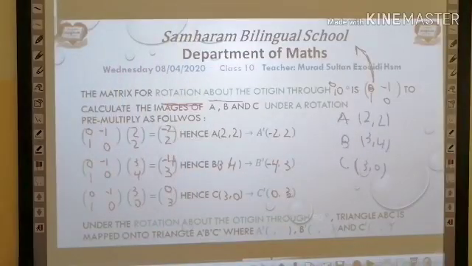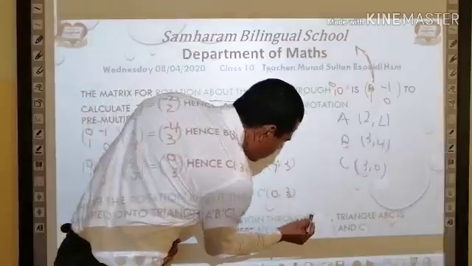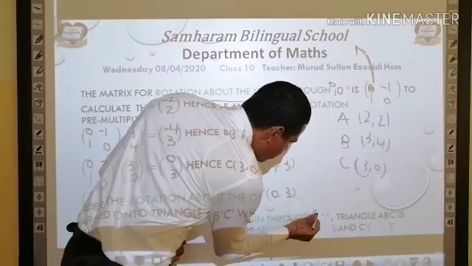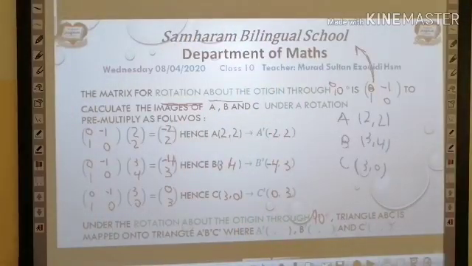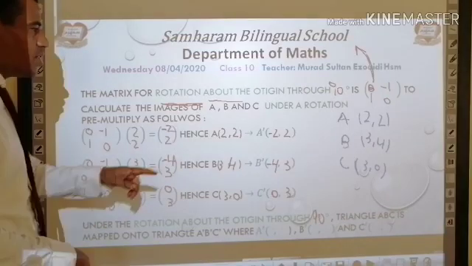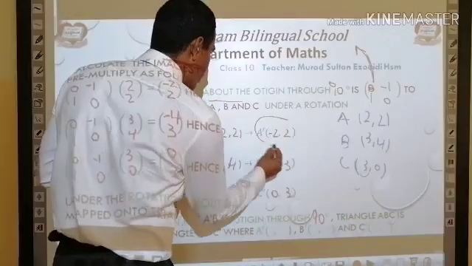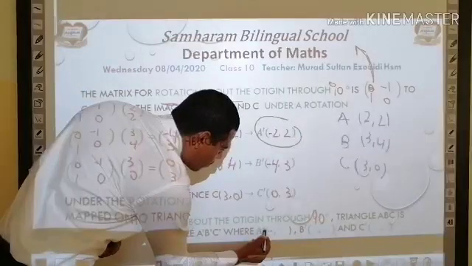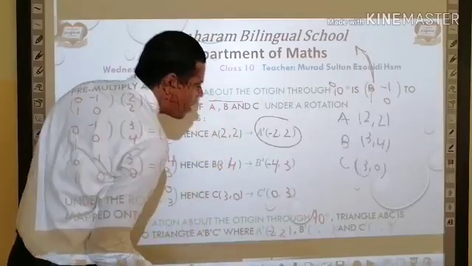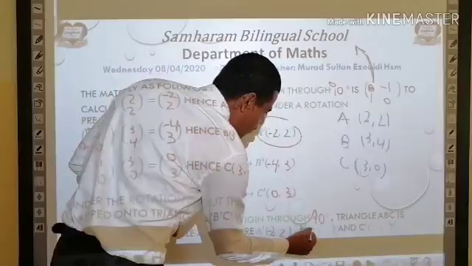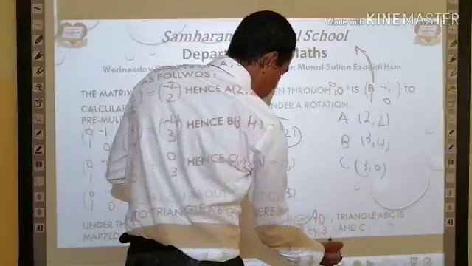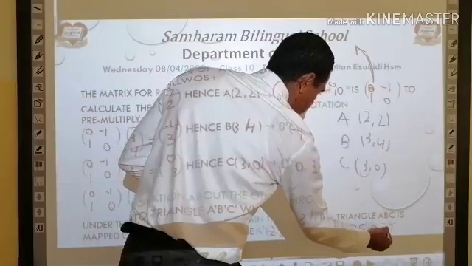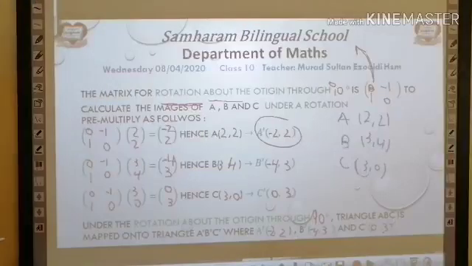Then, as a conclusion, in the rotation about the origin through 90 degrees, triangle ABC is mapped into triangle A prime, B prime, C prime, where A prime, we found, my kids, is negative 2, 2. Good boy. And B prime is negative 4, 3. Good boy. And C prime has coordinates of 0, 3. Okay?